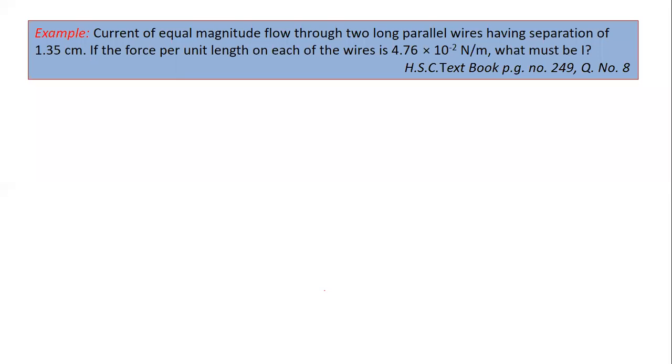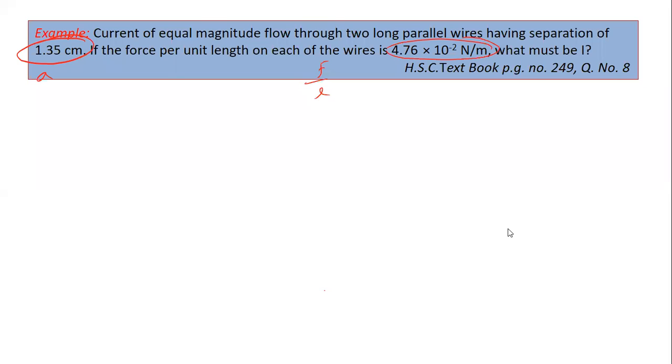So, textbook problem. A current of equal magnitude flows through two long parallel wires having separation 1.35 centimeter. This is the separation. If the force per unit length on each wire is given, what must be the current? We have to find out the current here.